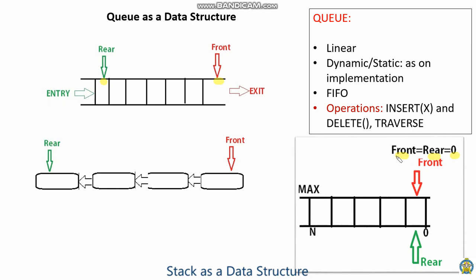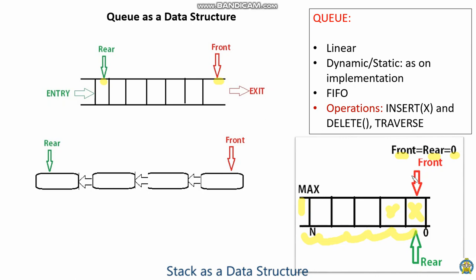So which means it's the initial state of the queue and it is empty. Every time there is an entry of item, we enter the item to the position marked by rear, then we increment rear. Rear moves to the next. And similarly, enter next, and the rear keeps moving. And the moment rear reaches max, equal to max, that means the queue is full.